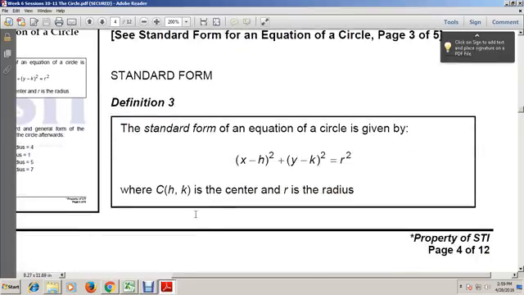Now, the standard form for an equation of a circle is given by this equation, which is (x minus h) squared plus (y minus k) squared is equal to r squared. Now, h and k serve as the coordinates of the center of the circle. So where C, or the center, is (h, k), and r is the radius of the circle.